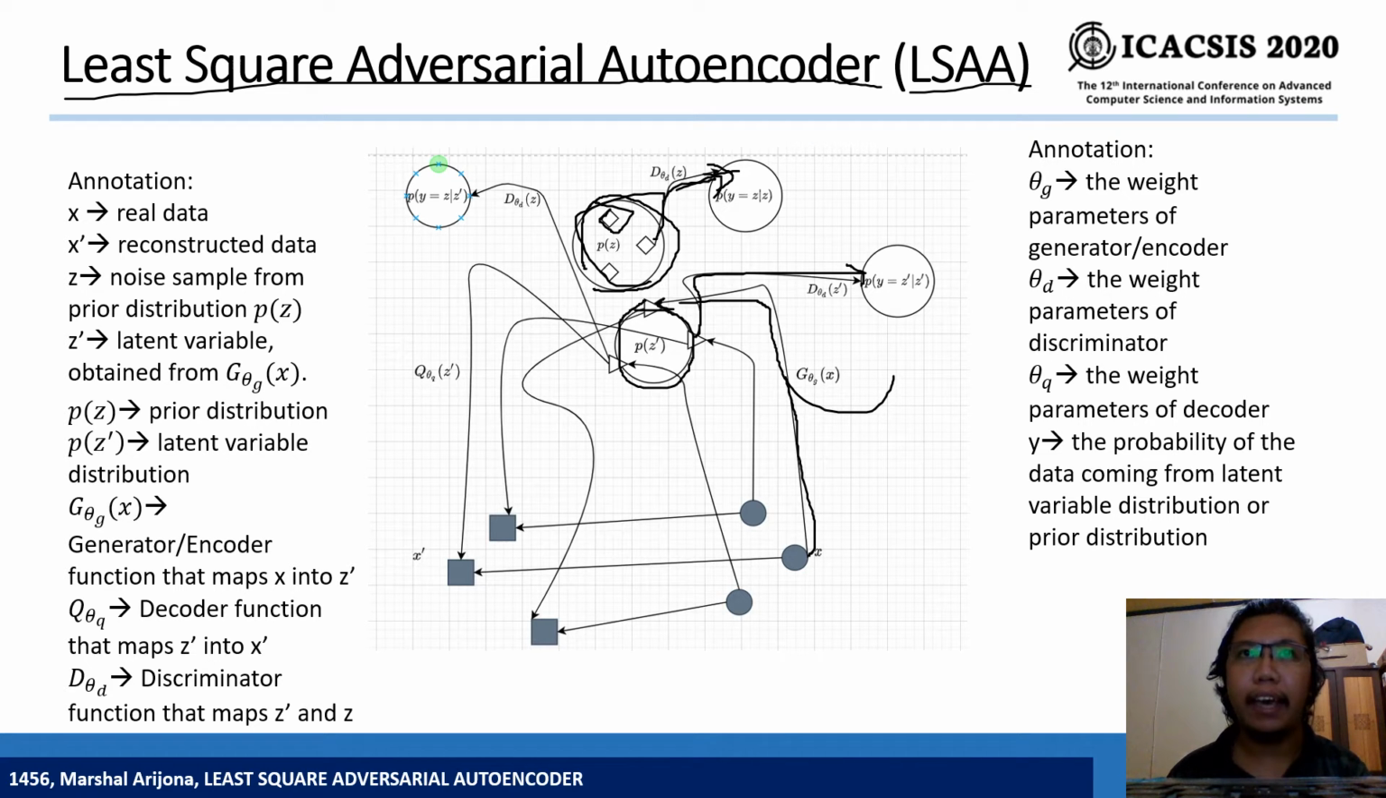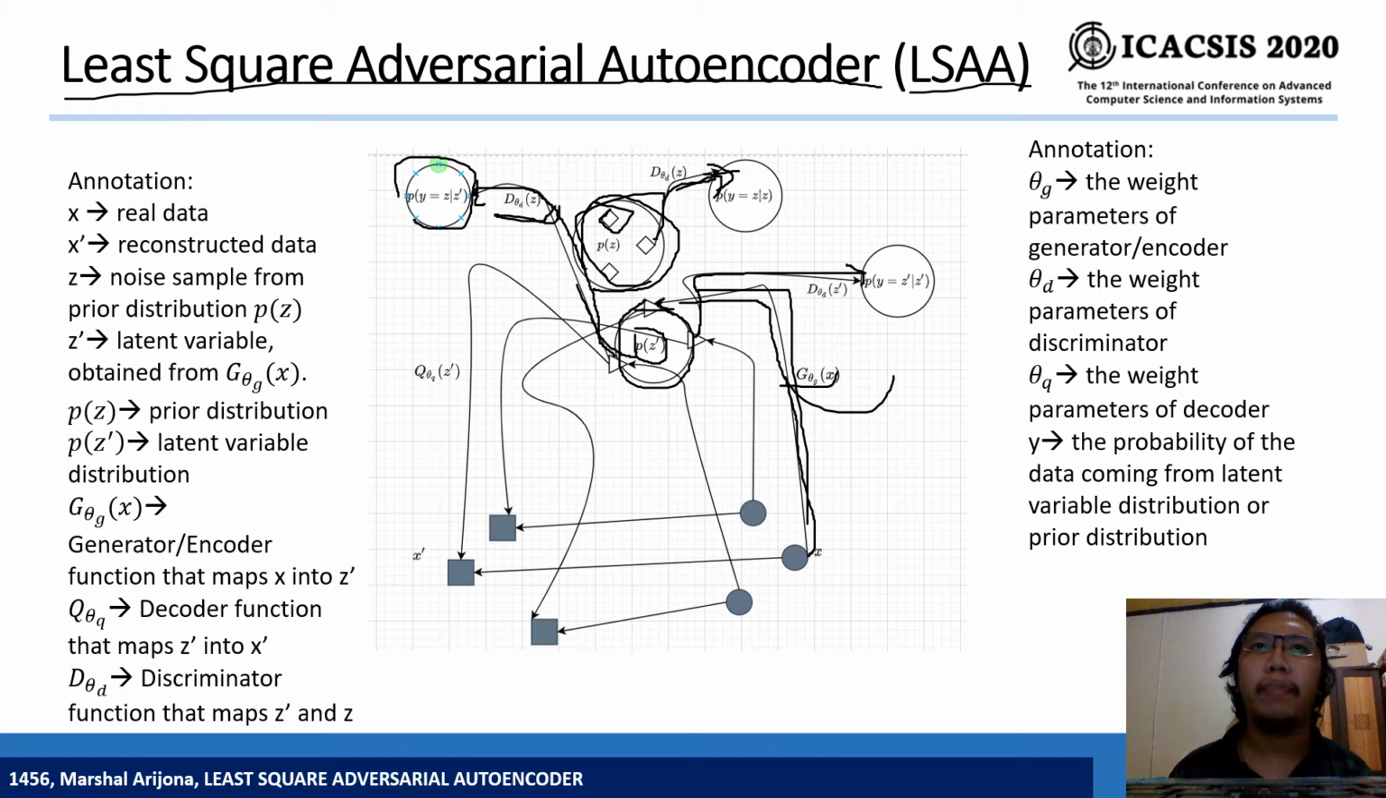And in LSAA, the encoder also works as the generator. It means that the encoder will try to transform the data X into latent variable Z' such that it confuses the discriminator. What I mean by confusing is that the generator, or the encoder, will try to minimize the probability of the discriminator finding that the latent variable comes from the latent variable distribution. So the encoder will improve its ability to generate data similar to the prior distribution. The latent variable Z' is then passed into the decoder using the function Q_θQ. So it will produce the reconstructed data that we call X'.